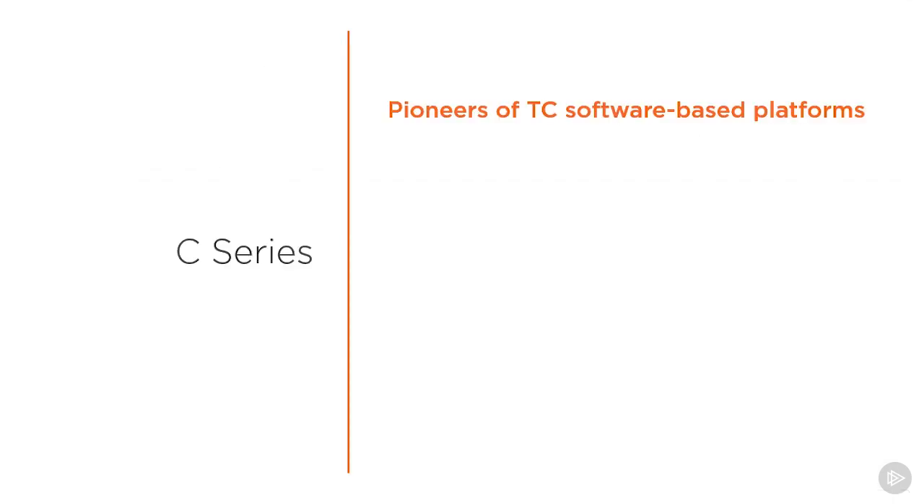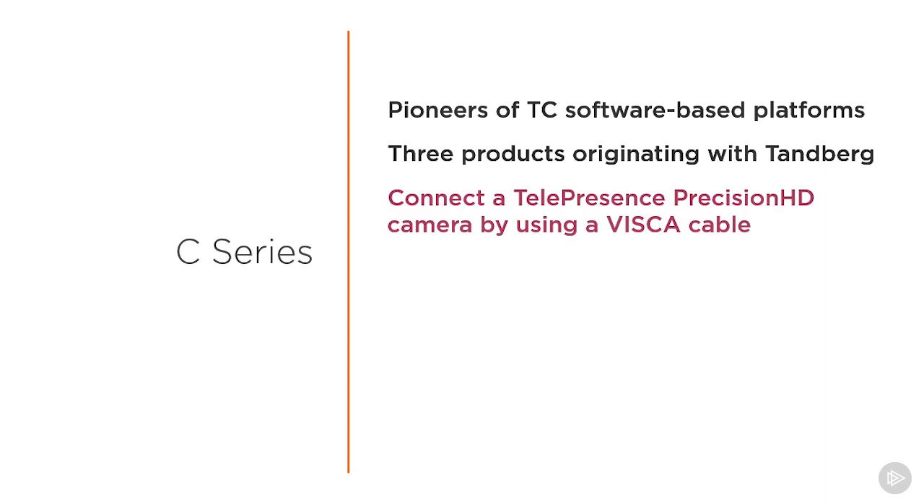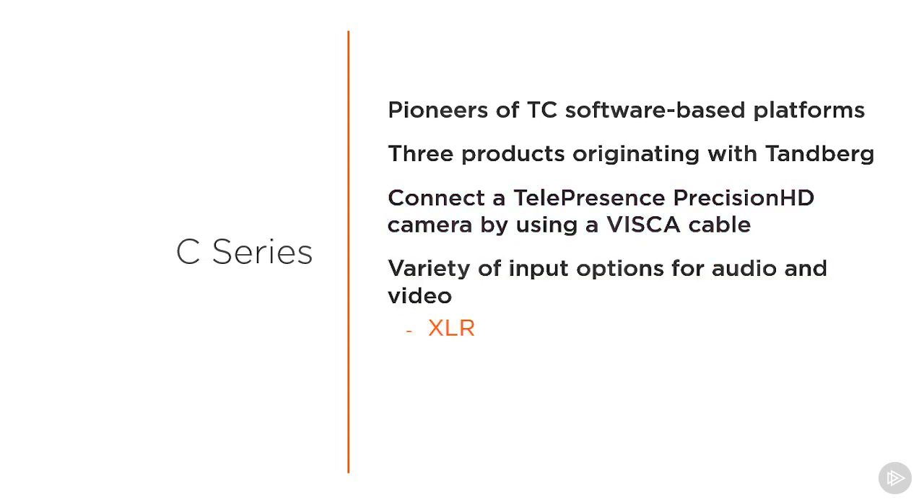Next, we've got the C series, and these are pioneers of the early TC software-based platforms. The three of these products originated from Tandberg. We connect a TelePresence Precision HD external camera using a Visca cable. One end of that is an RJ45 and the other end is a DB9 that gets plugged into the codec. That codec box has a variety of inputs for audio and video. It can support XLR, RCA, and HDMI.